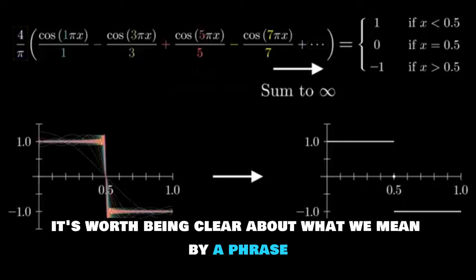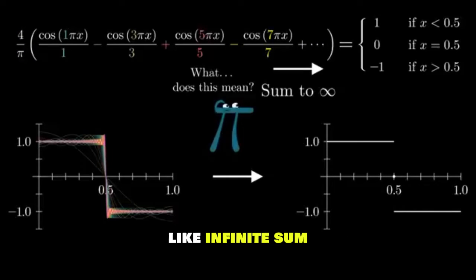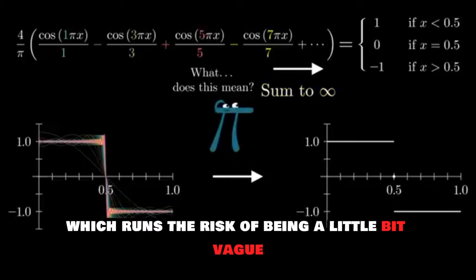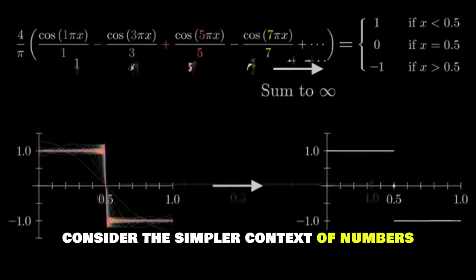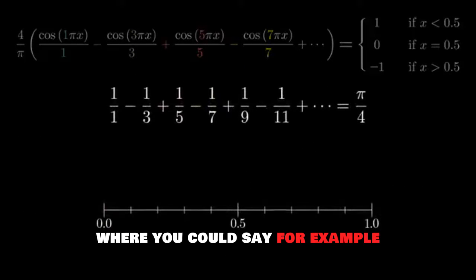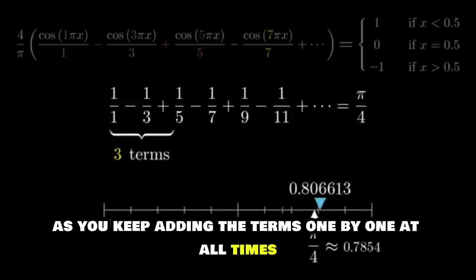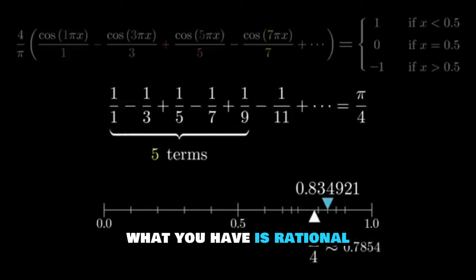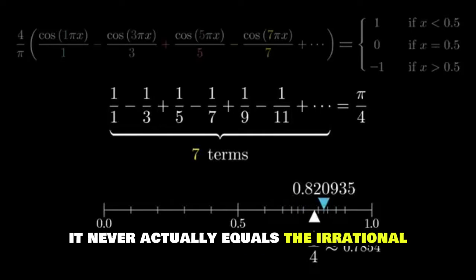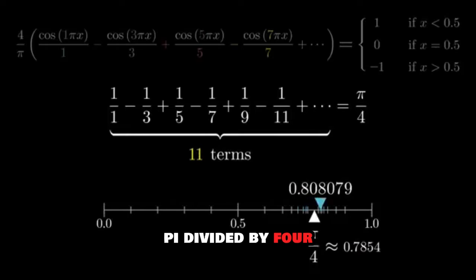Before that, it's worth being clear about what we mean by a phrase like infinite sum, which runs the risk of being a little bit vague. Consider the simpler context of numbers, where you could say, for example, that this infinite sum of fractions equals pi divided by 4. As you keep adding the terms one by one, at all times what you have is rational. It never actually equals the irrational pi divided by 4.